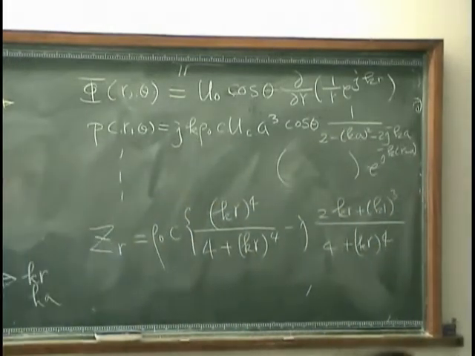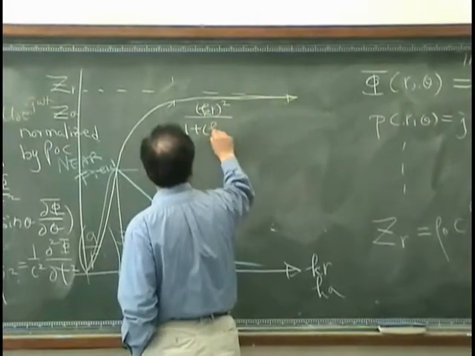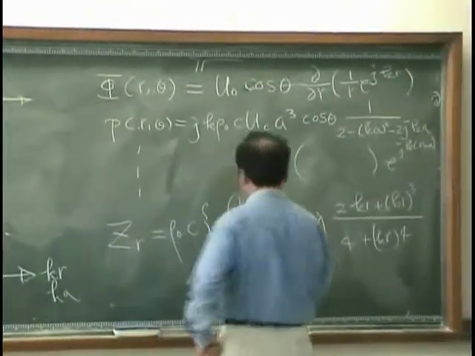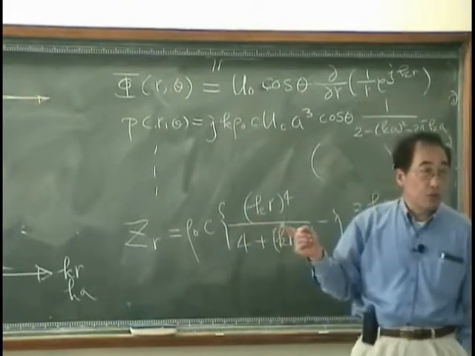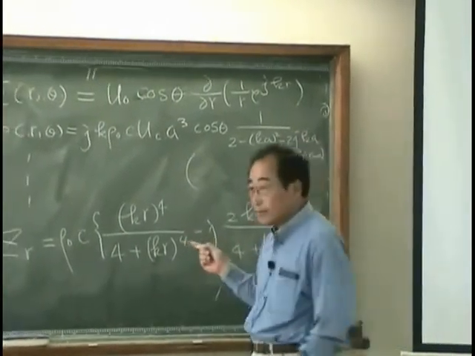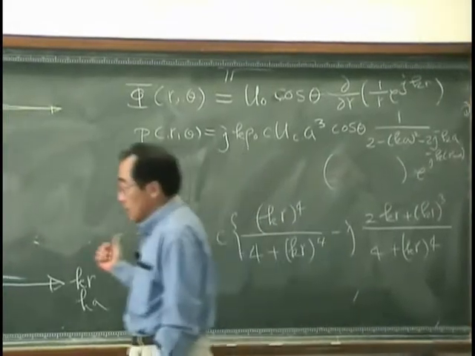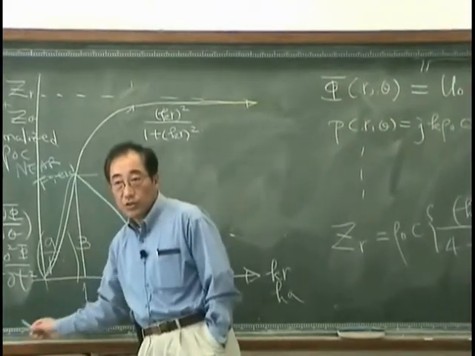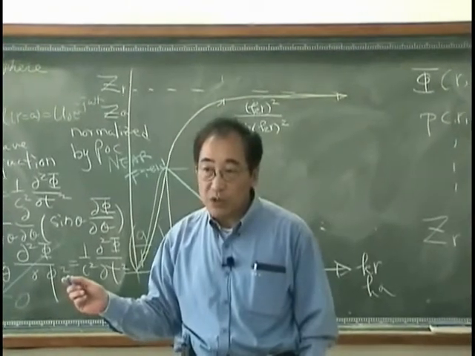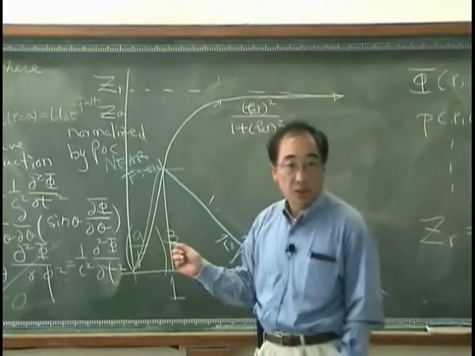Okay. This one for breathing sphere looks like kr squared over 1 plus kr squared. But for the trembling sphere, the real part is a function of kr to the fourth instead of kr squared. Okay, that means when kr is getting larger and larger, this trembling sphere approaches rho 0 c radiation impedance more rapidly than the breathing sphere. Okay? That we can say.